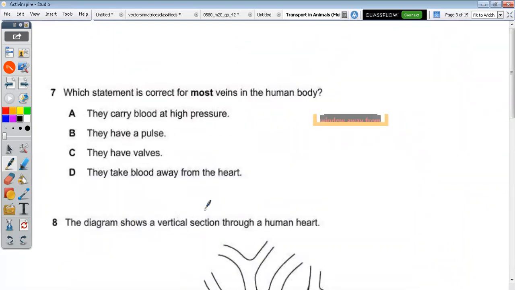Now, which statement is not correct about most veins in the human body? Most veins. So which is not correct? What's the best answer there? Which one is not correct about most? Is it correct for most veins? So which one is the correct one? The valves. Yes, they have valves. And we said all arteries carry blood away from the heart. Towards the heart is veins. Clear now? Yes. They have valves.